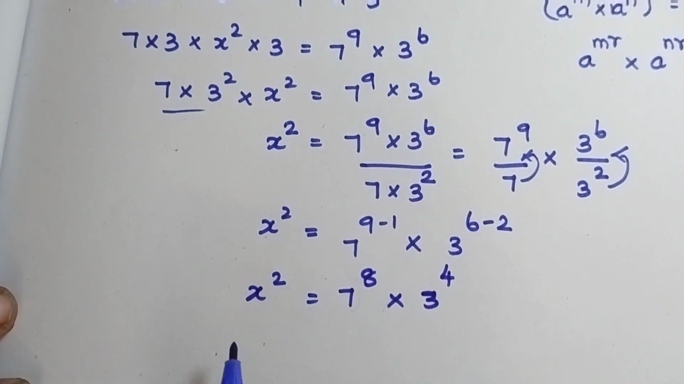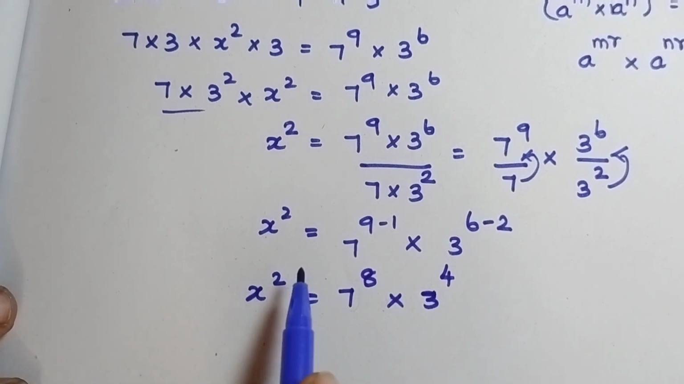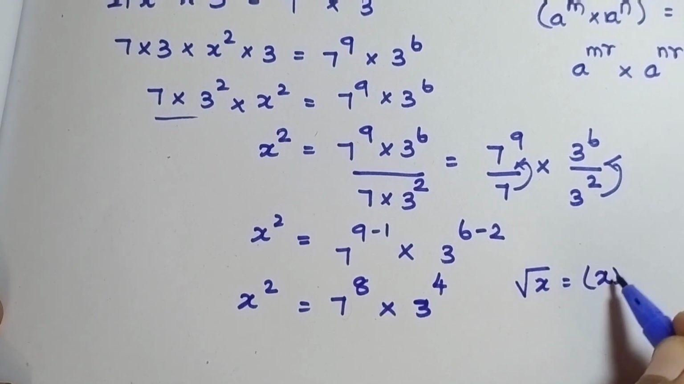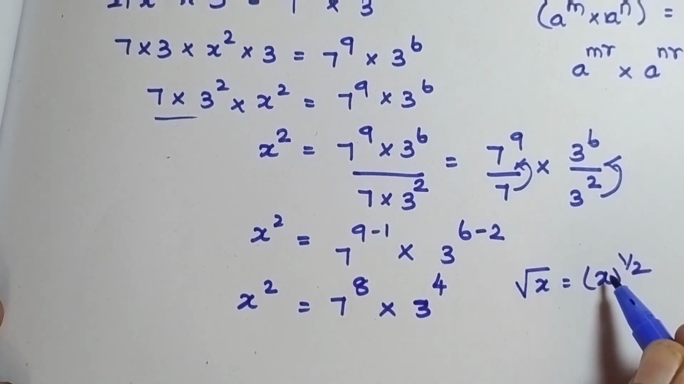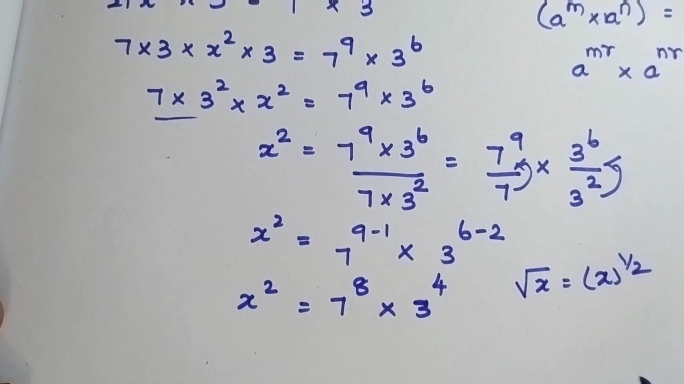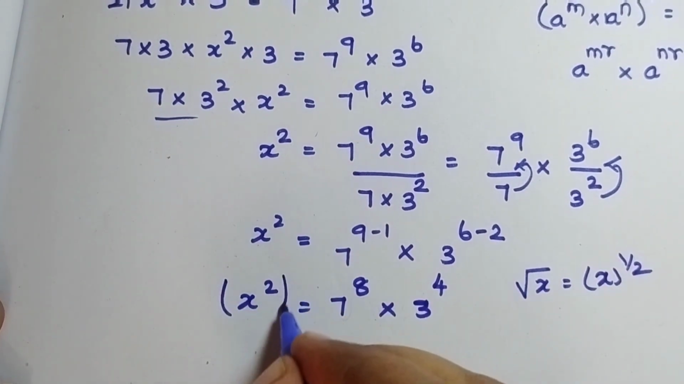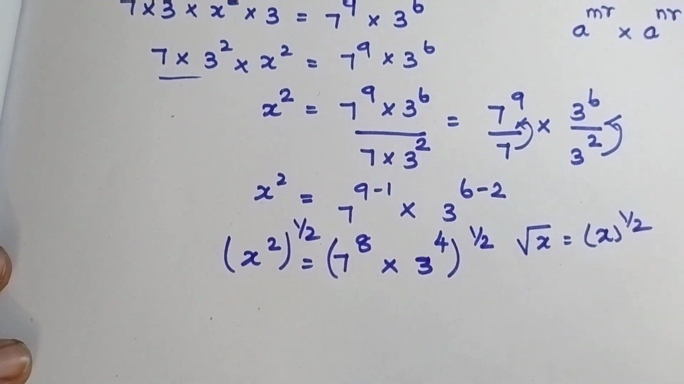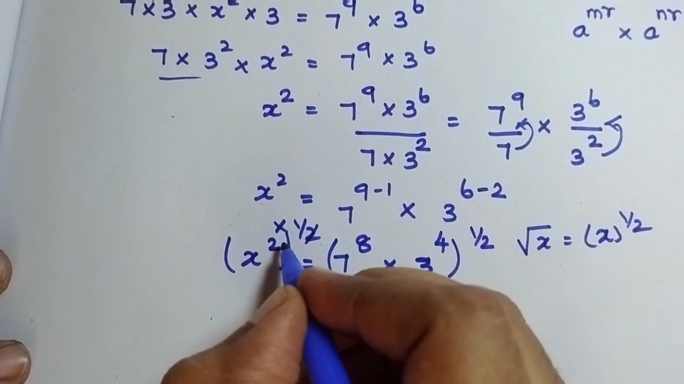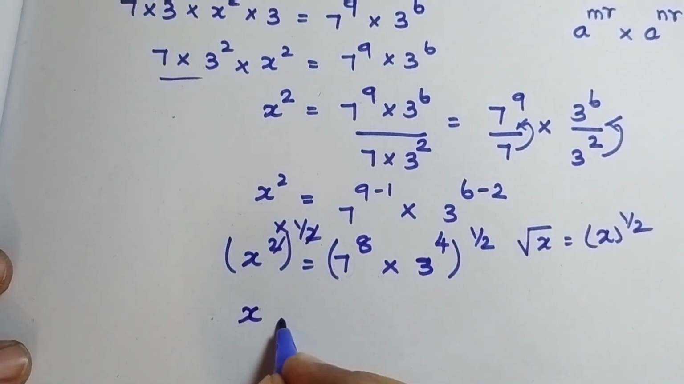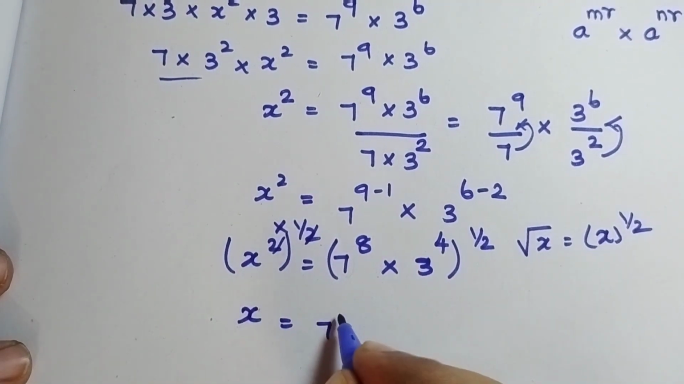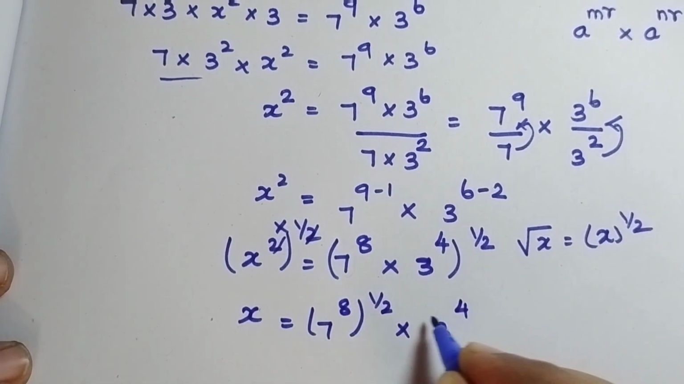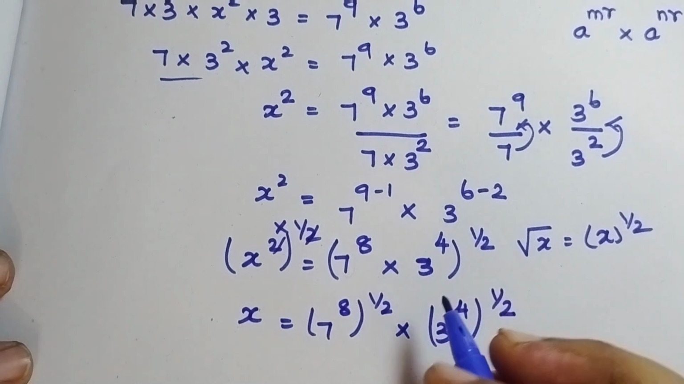To remove the square, I need to take root on both sides. Root x can be written as x power 1 by 2. So instead of putting root, we can raise the power of 1 by 2. Now I am going to raise power 1 by 2 on both sides. The 2 gets cancelled, therefore x is there. And this can be written as 7 power 8, the whole power 1 by 2, into 3 power 4, the whole power 1 by 2.